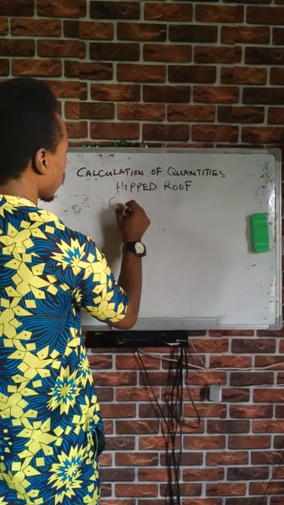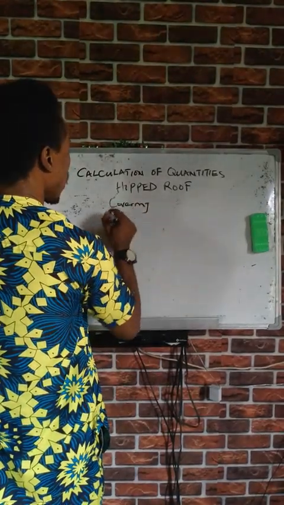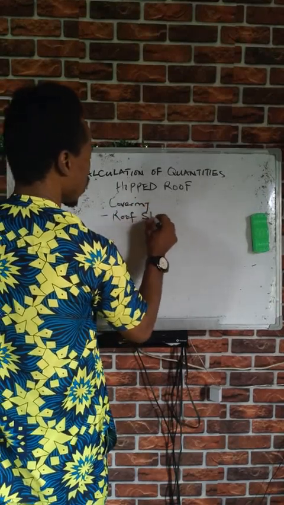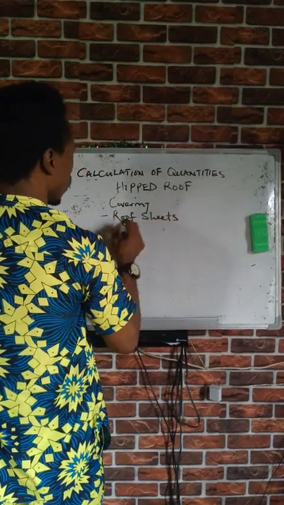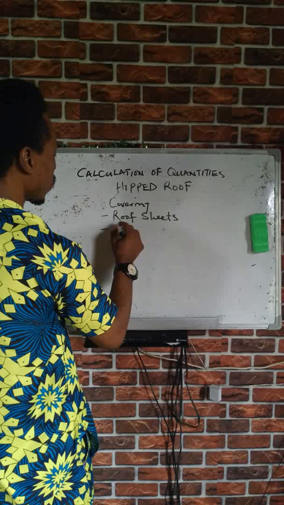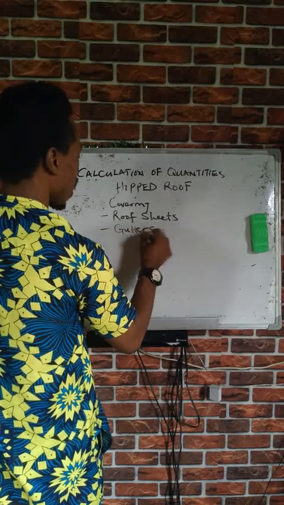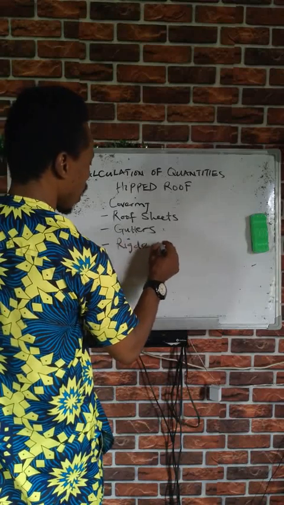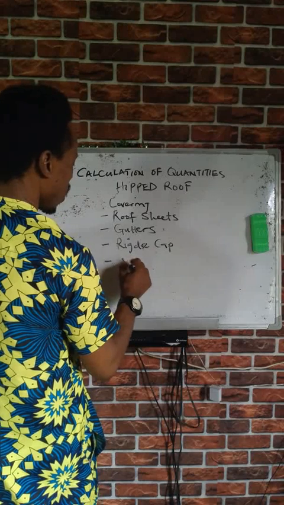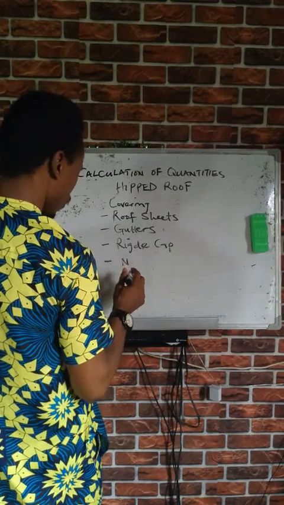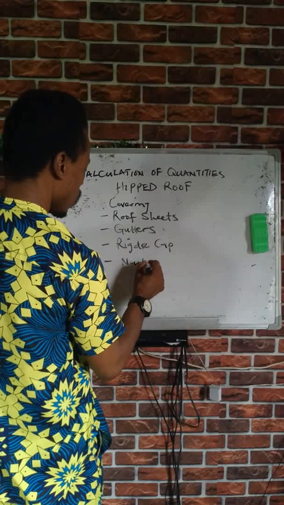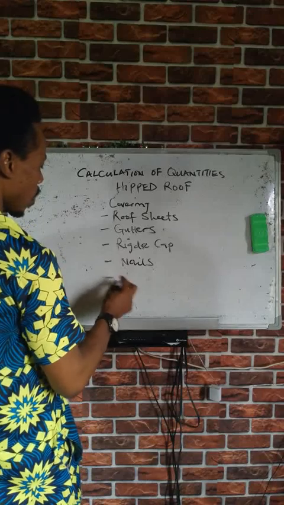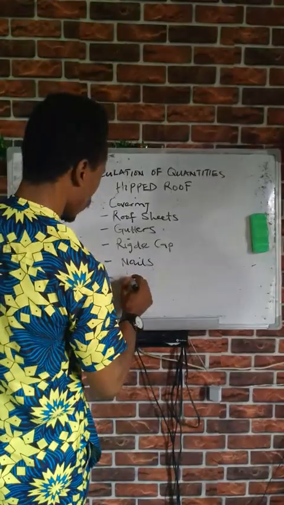We are looking at the covering. Here, we have the roofing sheets, the gutters, the ridge cap, and nails, zinc nails, or nails generally for the sheets. Then we have drains.